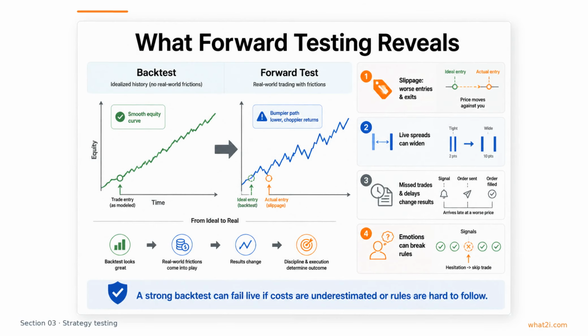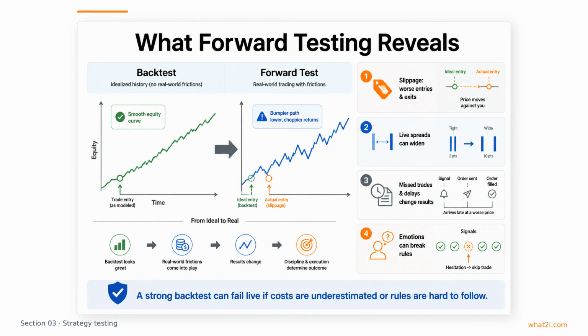Forward testing reveals what backtests cannot fully capture. In live conditions, spreads can widen, slippage can make entries and exits worse, and small delays can change the trade entirely. Even if the rules are sound, missed trades or hesitation can reduce performance.